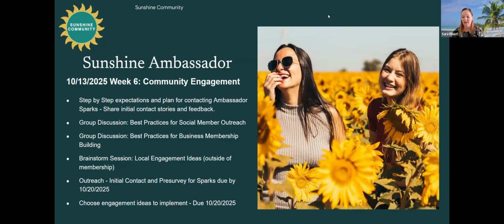The initial contact, and then there's a pre-survey for the ambassadors. It's always good to collect data and then use that data in order to improve and bring more. So that's going to be our data tool. And then choosing engagement ideas to implement. After we come up with a bunch of engagement ideas, we'll pick one to make our program, so that it's being formed and forged by our ambassadors.